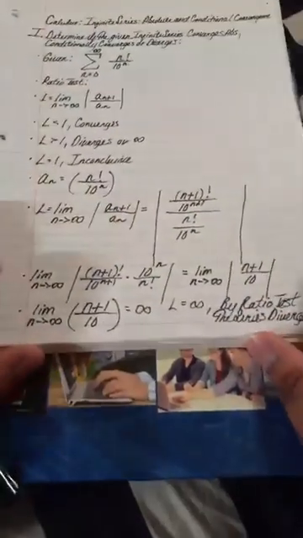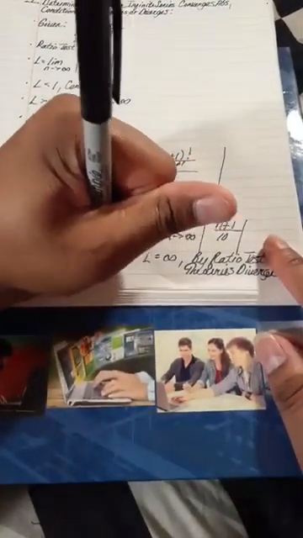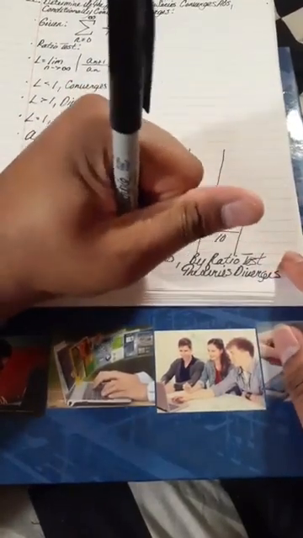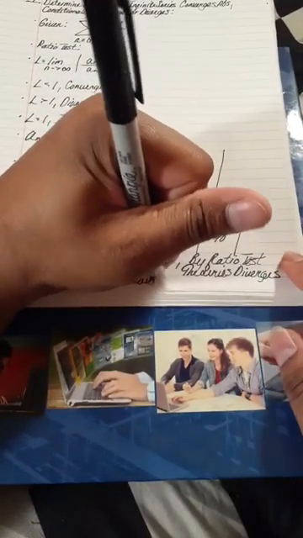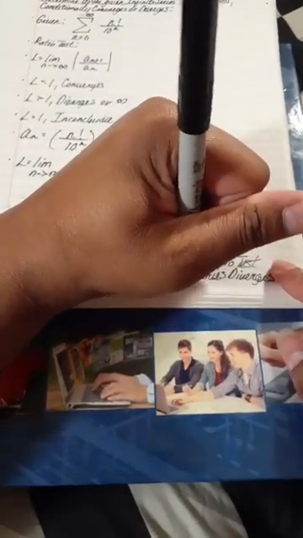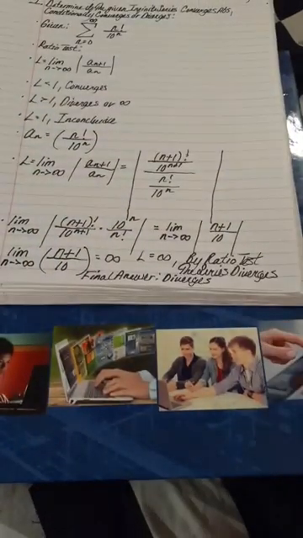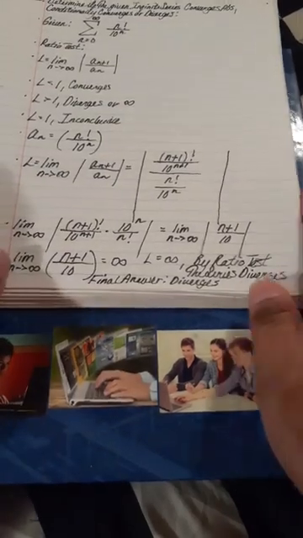So it's not going to conditionally converge. It's not going to converge absolutely. It just flat out diverges. So the final answer here is that the series diverges, and we proved that by using the ratio test.